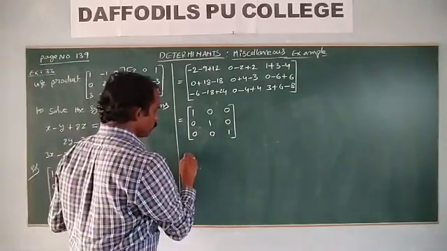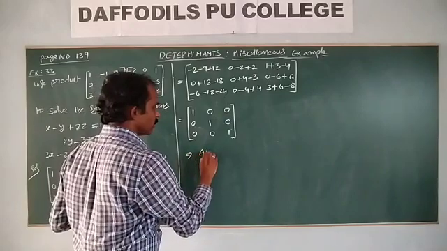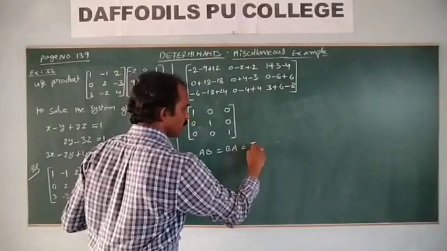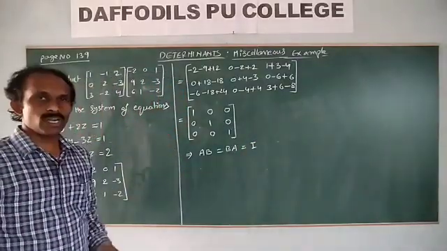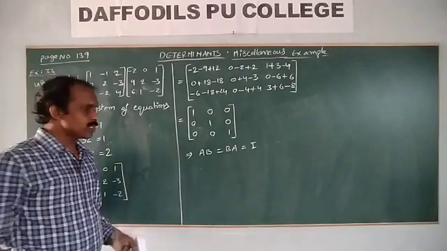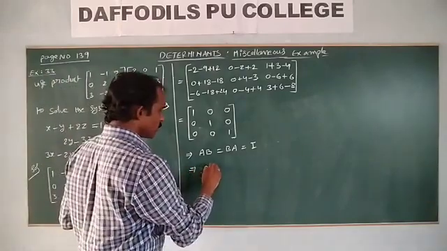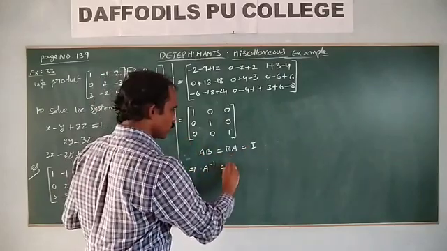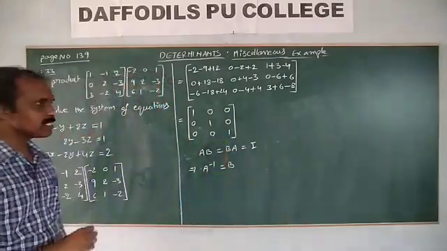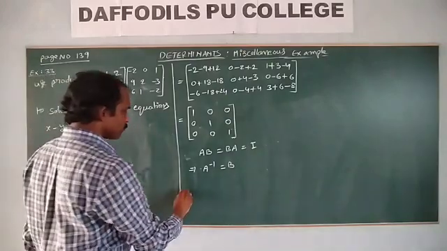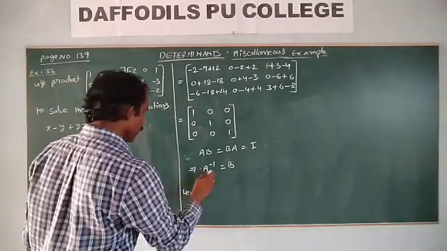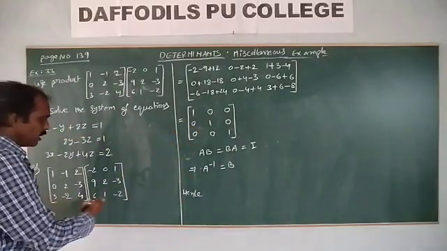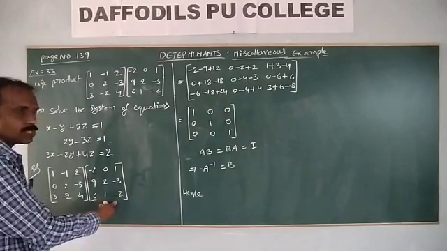Okay. Suppose two matrices of the same order. A into B is equal to B into A is equal to I. Then A is called an invertible matrix. We know AB is equal to I. That implies A inverse is equal to what? B. A inverse is equal to B. Hence, A into B is equal to I. Hence, this is treated as A and B. The inverse of this is equal to this one.